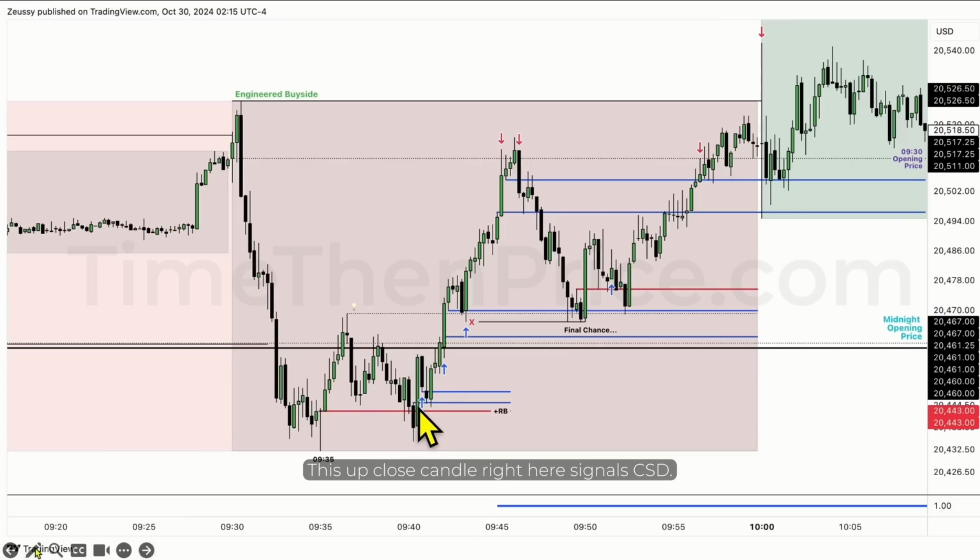This up-close candle right here signals CSD. It signals to me that the time is right for the market to begin to expand towards the upside soon. From this moment in time, every single discount array is going to function as support on price and can be utilized as a buying opportunity, because the time is right for buy side delivery to take place.